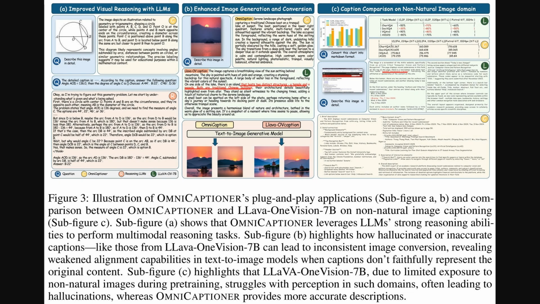So building on that overview, Figure 3 really dives into some specific examples of those applications we just mentioned. It shows how OmniCaptioner's detailed captions help LLMs perform complex visual reasoning, like with that geometry problem. And it contrasts this with another model, LLAVA1 Vision, showing how OmniCaptioner's captions can lead to better text-to-image results and avoid issues, especially when dealing with non-natural images like charts or web pages, where other models might struggle.